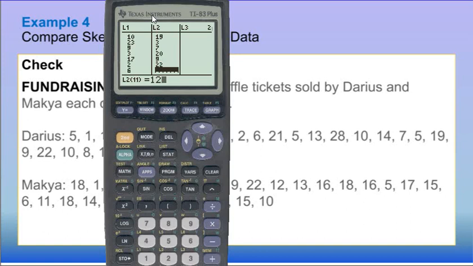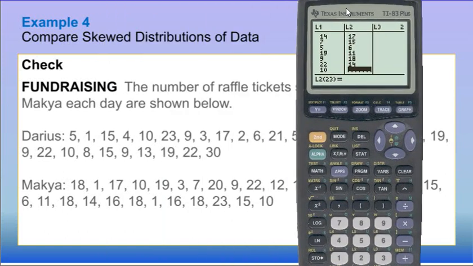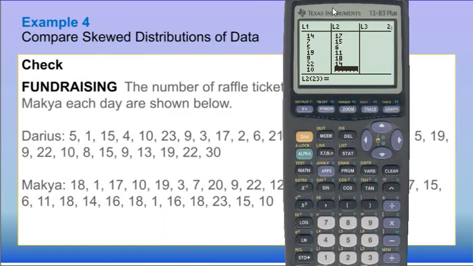And then going over to Micaiah's, we got 18, 1, 17, 10, 19, 3, 7, 20, 9, 22, 12, 13, 16, 18, 16, 5, 17, 15, 6, 11, 18, 14, 16, 18, 1, 16, 18, 23, 15, and 10.